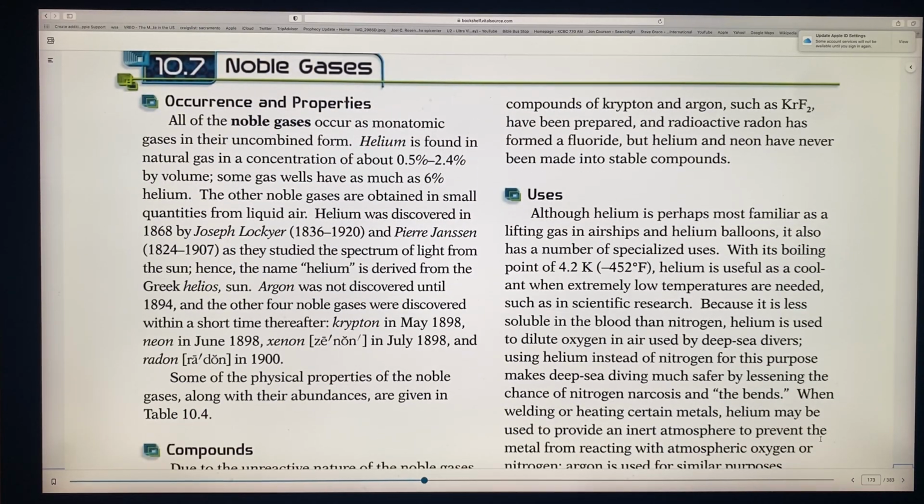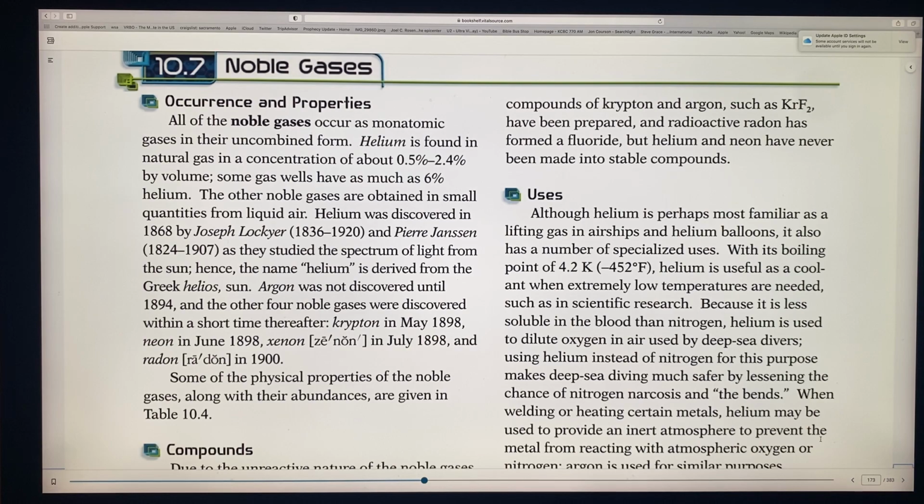Compounds of krypton and argon, such as KrF2 right here, have been prepared, and radon has formed a fluoride. But helium and neon, those two noble gases, have never been made into stable compounds ever. They've never been able to take helium and combine it into a compound, even in the laboratory.